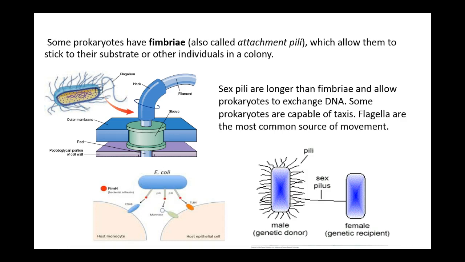With regard to the sex pilus, we have that in the bottom right. Only certain bacterium will have a sex pilus. So we do have what is considered, in layman's terms, a male and a female. That which has the sex pilus, we think of as the male or the genetic donor. That without is the female, and this is the way bacteria can exchange DNA, where you can have DNA changing or recombination with regard to bacterium.